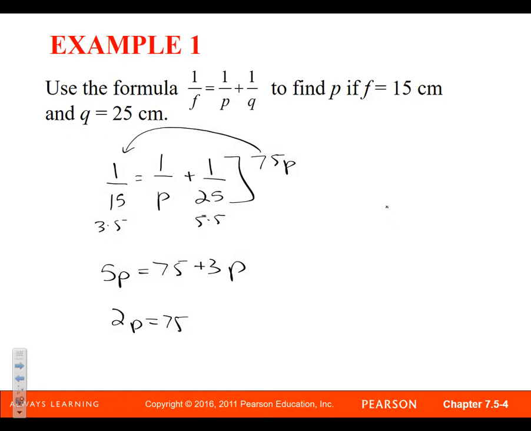I don't know if I like that. What is that? 37 and a half? Centimeters. And can it be 35? Yes, because the denominator can't be zero.